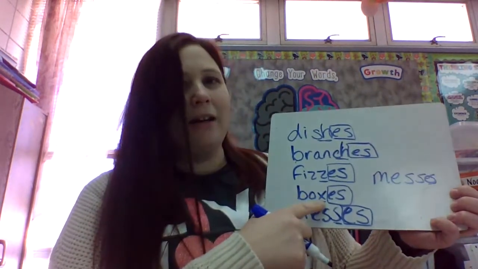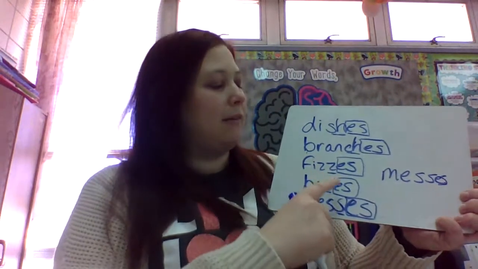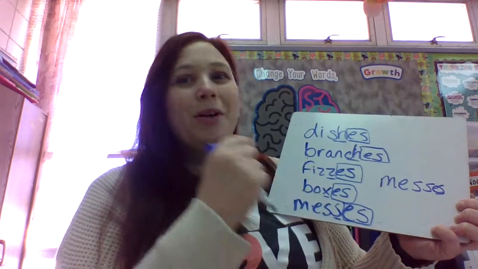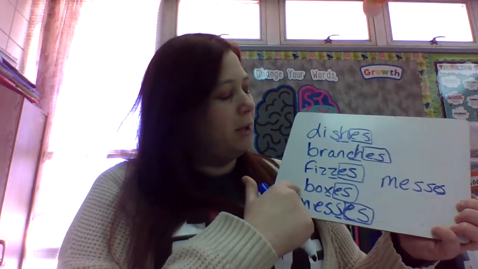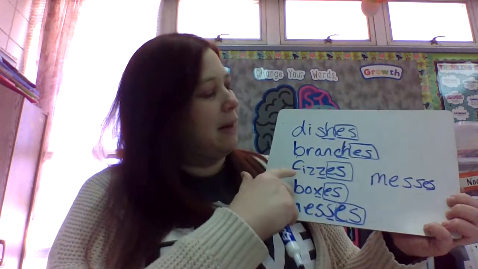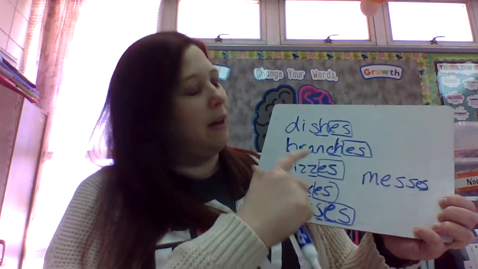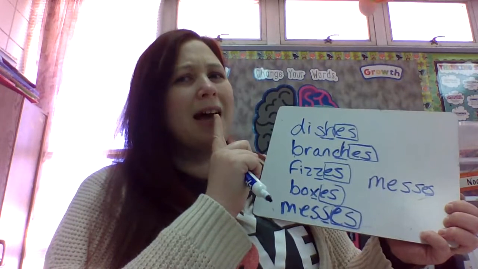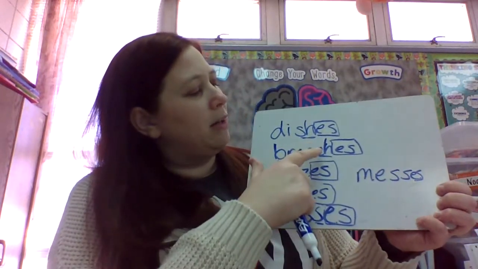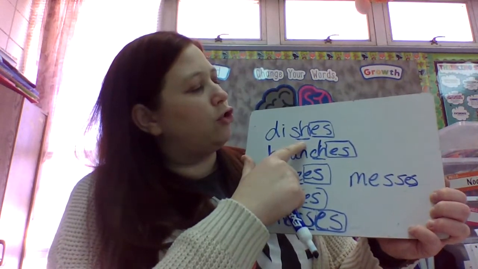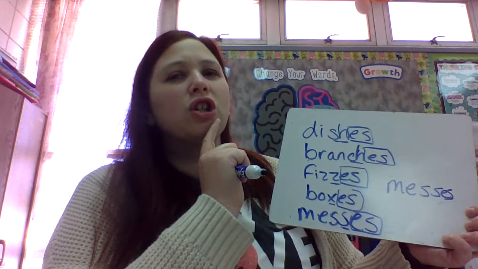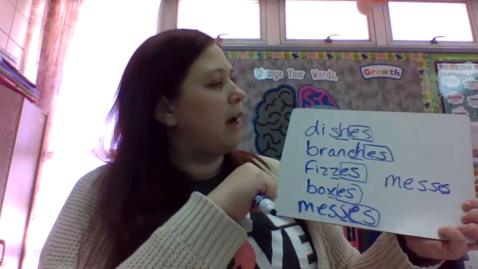Also, when we have the X sound, like in the X, X, if we didn't add an ES, it would be box. We just keep saying that S sound. So we needed to say boxes. Same thing with Z, the Z sound. It would be fizz. Because remember, our Z sound is kind of an S sound too. So that's why we have it there. And then when we end in a ch or a sh, we also have to add ES, because if we just added an S, it would be kind of hard to say.